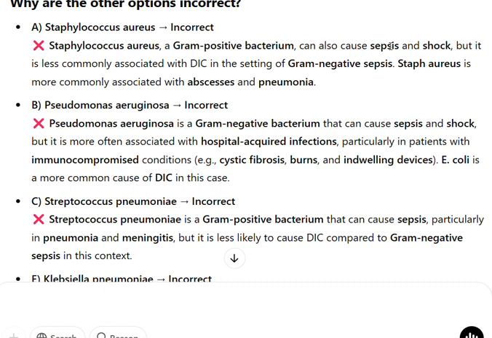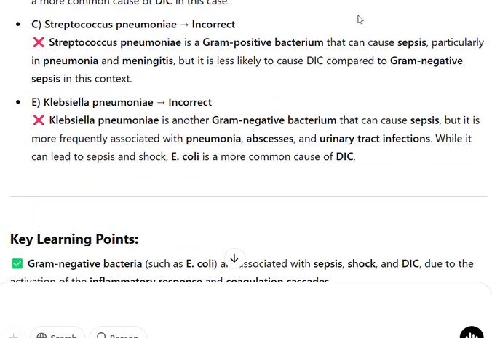C. Streptococcus pneumoniae, incorrect. Streptococcus pneumoniae is a gram-positive bacterium that can cause sepsis, particularly in pneumonia and meningitis, but it is less likely to cause DIC compared to gram-negative sepsis in this context. D. Klebsiella pneumoniae, incorrect. Klebsiella pneumoniae is another gram-negative bacterium that can cause sepsis, but it is more frequently associated with pneumonia, abscesses, and urinary tract infections. While it can lead to sepsis and shock, E. coli is a more common cause of DIC.